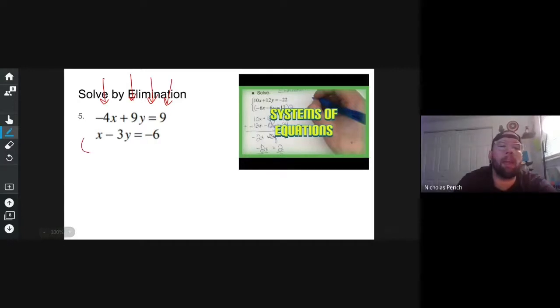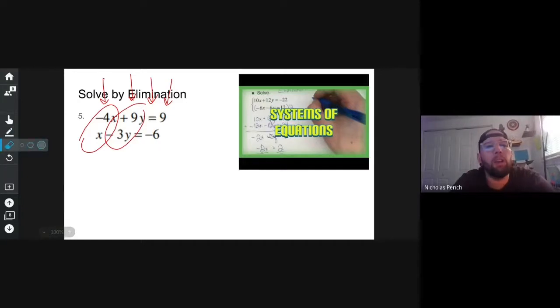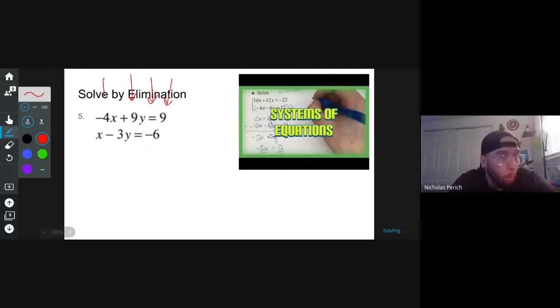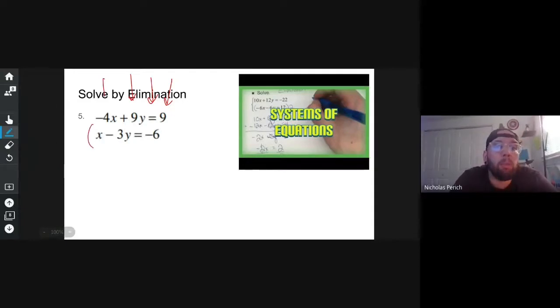If I look at my x's, I have a negative 4 and a 4, or a regular x. So those are not the same but opposite. If I look at my y's, I have a 9y and a negative 3y. Those are not the same but opposite. But it's an easy fix. If I multiply the bottom equation by 4, then I would have negative 4x, and on the bottom I would have 4x. So that would work. Or I can multiply the bottom equation by 3, and it would do the same thing with the y's. And that's what I'm going to do because I committed and I wrote it out.